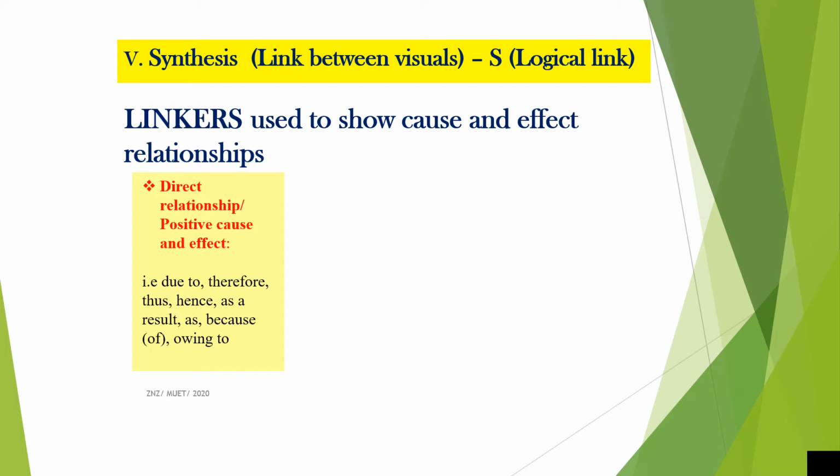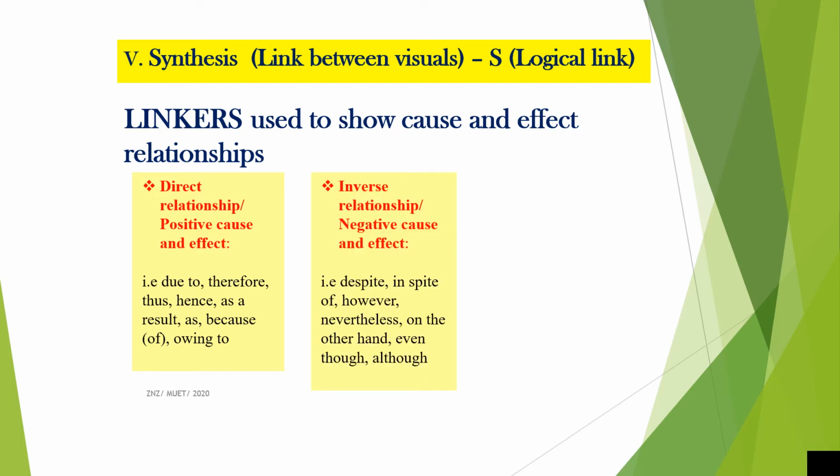And what about the next type of linkers used? This is to show negative cause effect or inverse relationship. You may settle for any one of these linkers given. You can go by despite, in spite of, however, nevertheless, on the other hand, even though, although. So take note of these two different types of linkers to show the type of cause and effect.